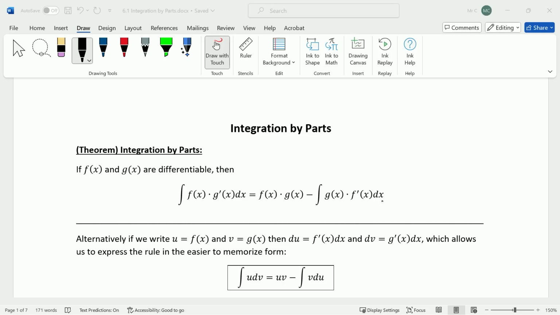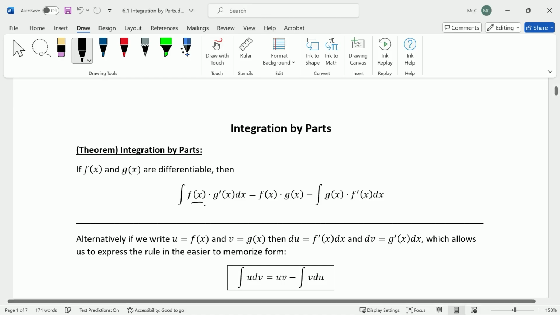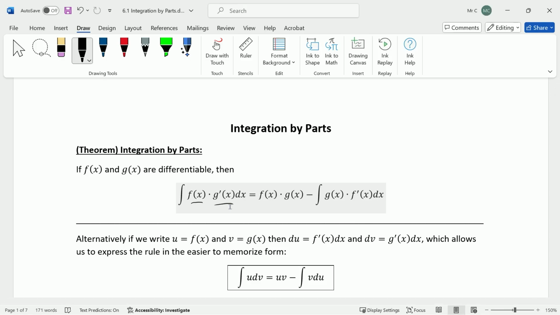So what integration by parts allows us to do is take an integral that has a product of two functions that we can't really work with directly and rewrite it in terms of the integral of f's derivative times g's antiderivative, or g prime's antiderivative, I should say. So, in other words, we can rewrite the integral in a way that might have functions easier to work with.